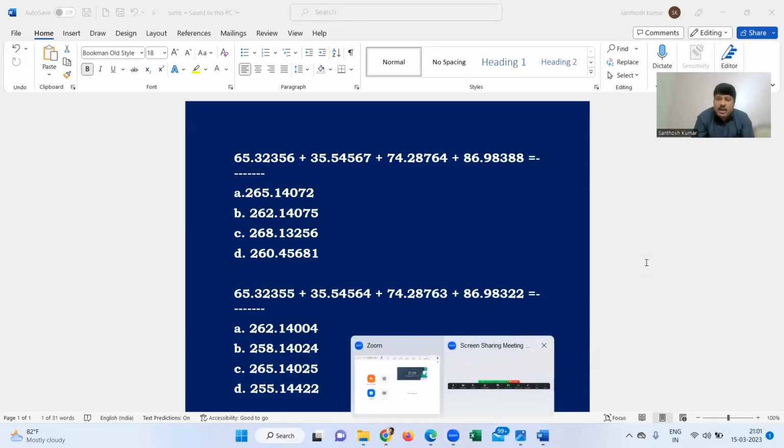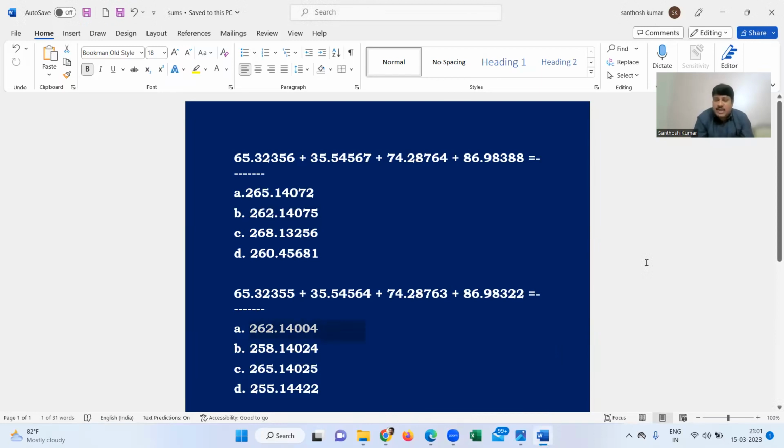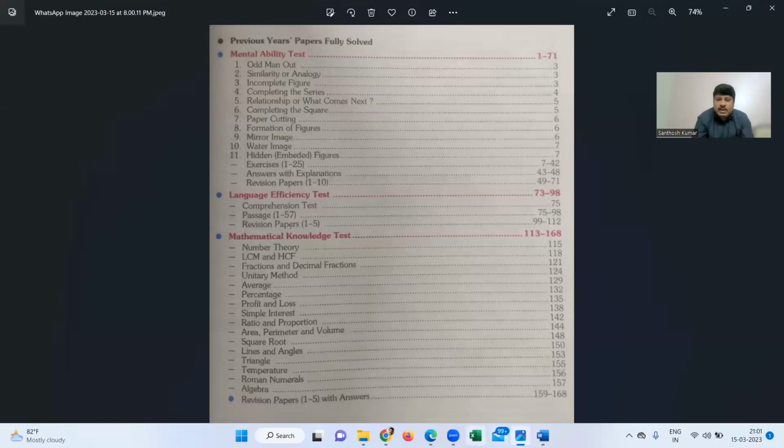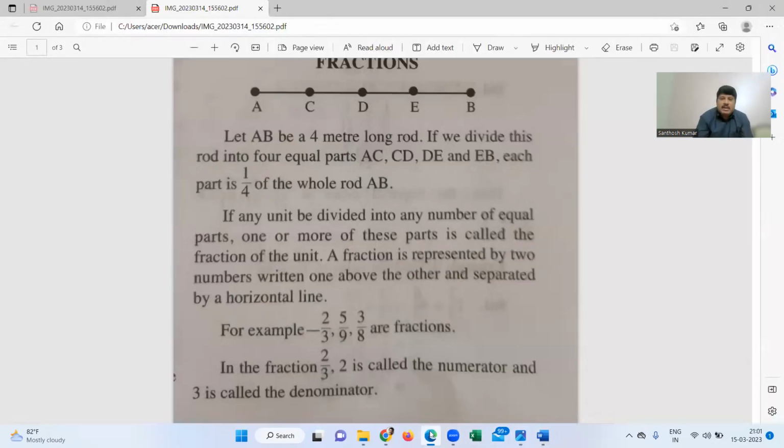Here, now we will do fractions and decimals. First, if you go through the fractions, see, can you see the screen? Yes, fractions. First of all, what is a fraction? I think you all know about the fractions, isn't it?